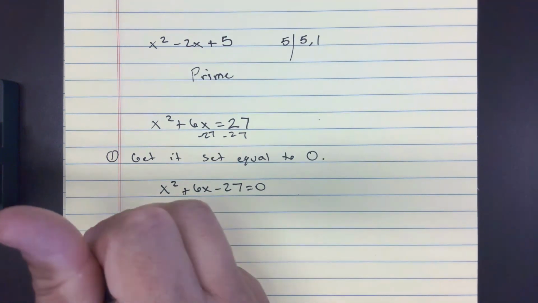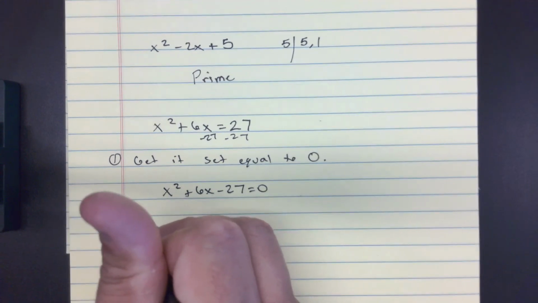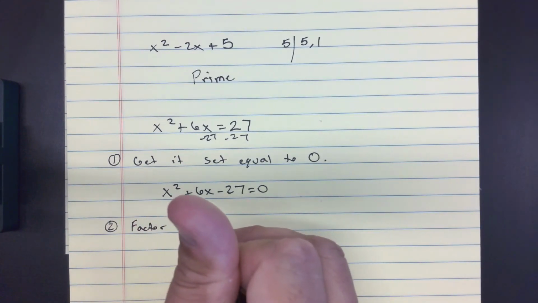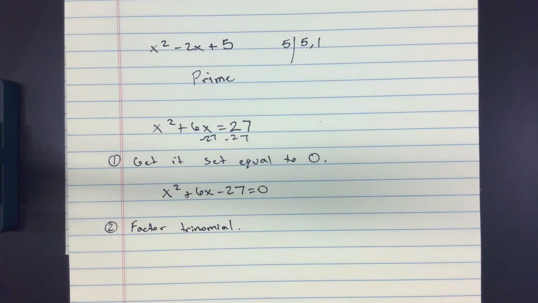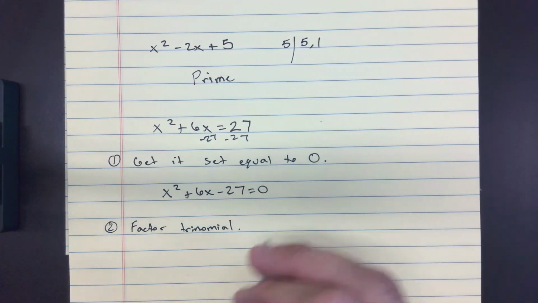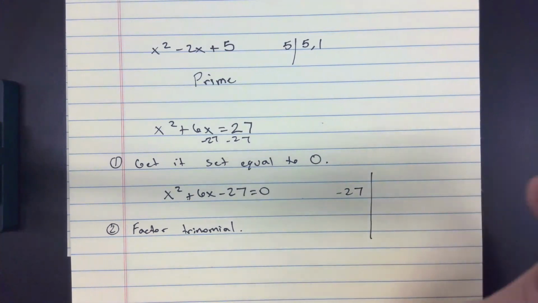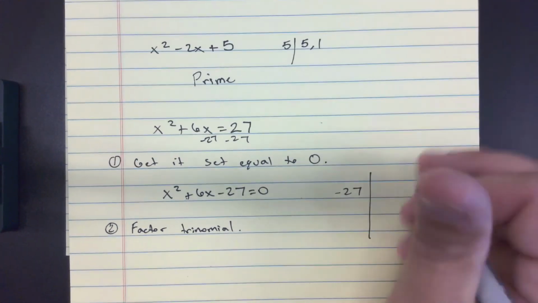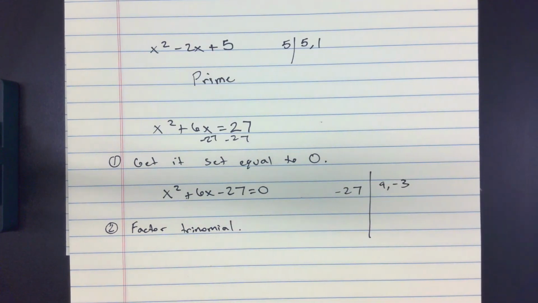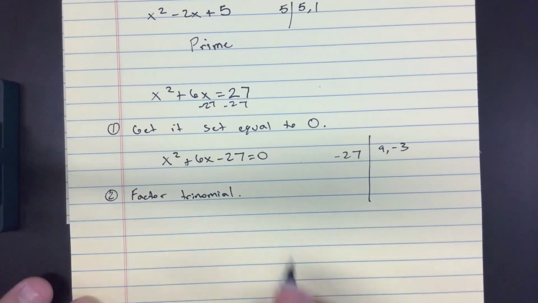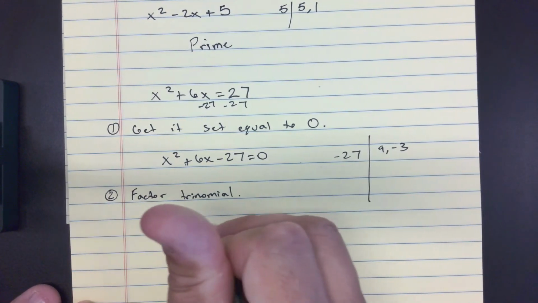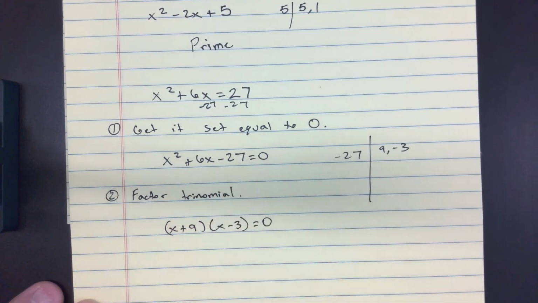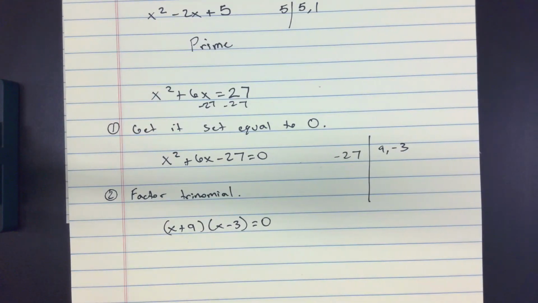Step number 2, factor the trinomial. I'm not going to teach you how to factor; you already have the steps to factor them. Okay, we get negative 27 out here. We ignore the equal 0 for a second. We get negative 27, we get 9 and negative 3. And we're going to have x plus 9, x minus 3 equals 0 after you factor. That's basically all you do, actually.